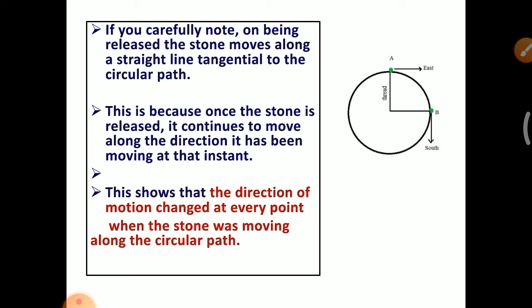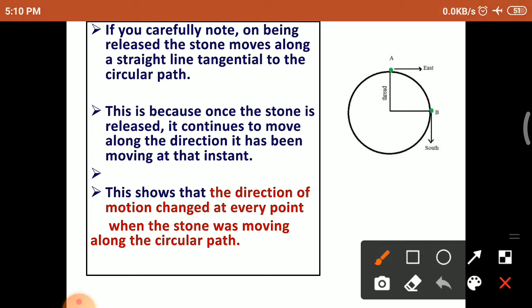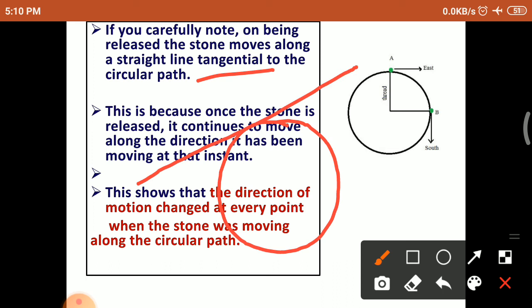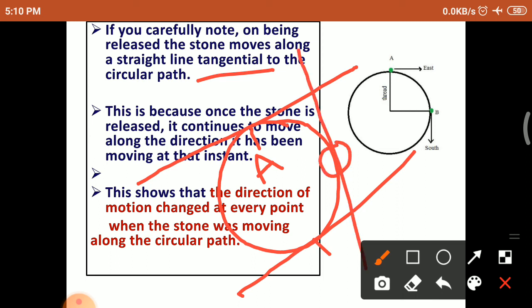If you note carefully, on being released, the stone moves along a straight line tangential to the circular path. What is meant by tangential? If you take a circle, I draw the tangent line. This tangent line must touch the circle at exactly one point. If I draw it here, the line touches here. If I draw it here, the line touches here. So this line is a tangent line.